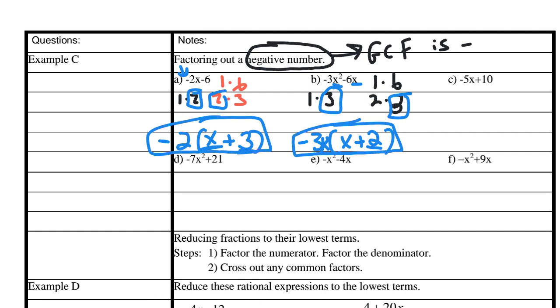Okay, let's jump down to F. Looking at F, I know that my greatest common factor is going to have a negative, and it doesn't have any numbers because there's no number in front of the x squared, so it's just going to be a negative x because they both have an x in common. So negative x times what gets me negative x squared? Well, just x. Negative x times what gets me positive 9? Well, I need to know that a negative times a negative is positive. So it would be x minus 9 in parentheses and negative x outside.